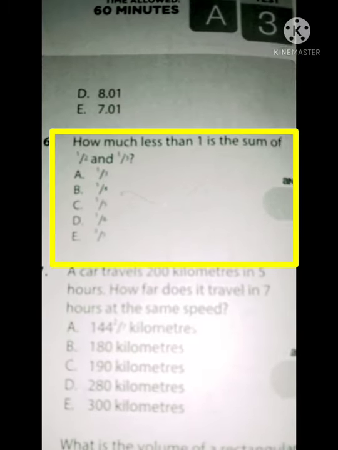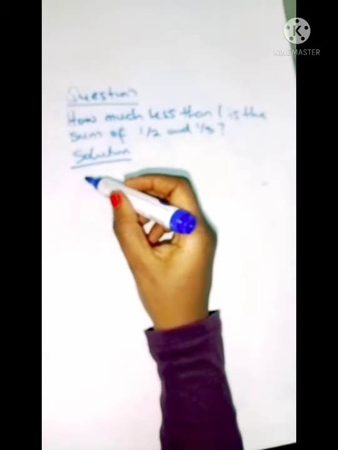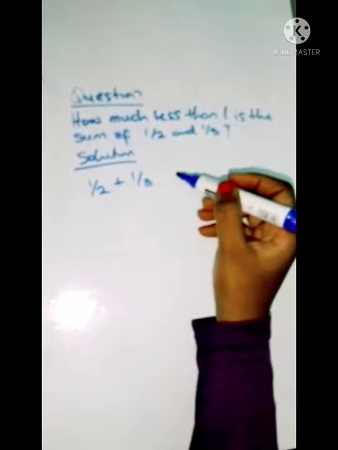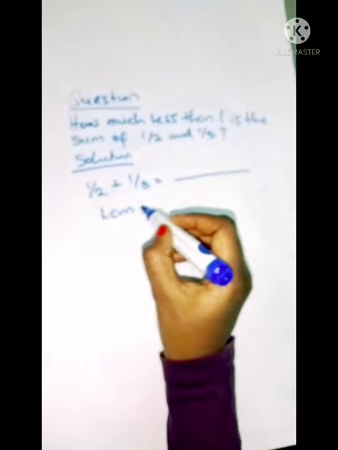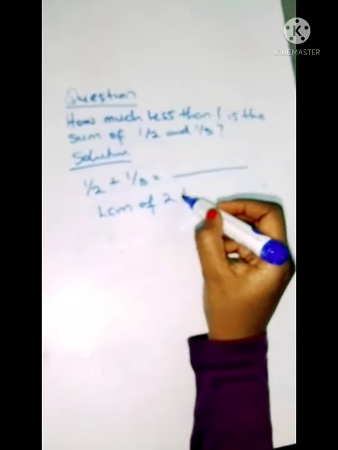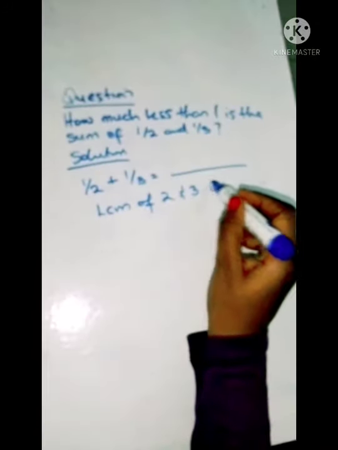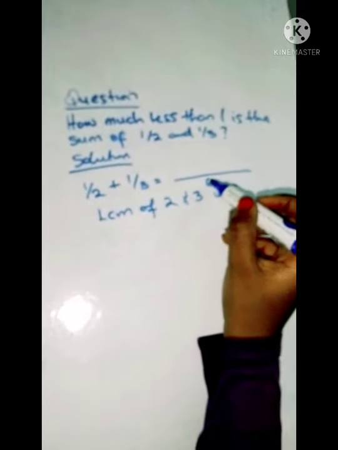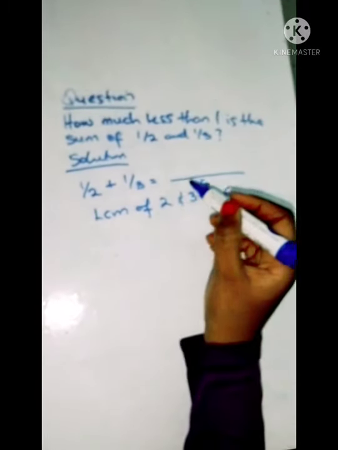Now our next question is, how much less than 1 is the sum of 1 over 2 and 1 over 3? Our first step is to sum up the fractions 1 over 2 plus 1 over 3, and then we find a common denominator by finding the LCM of the denominators 2 and 3. The LCM is 6, so we'll write 6 down as a common denominator. So let's bring it down.